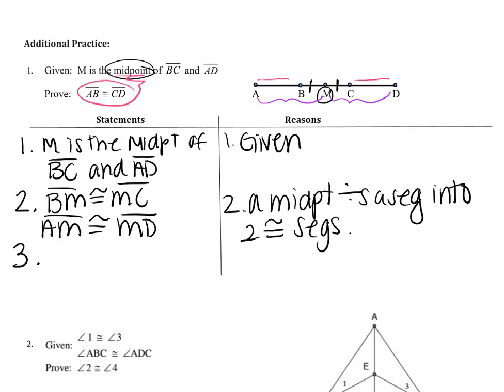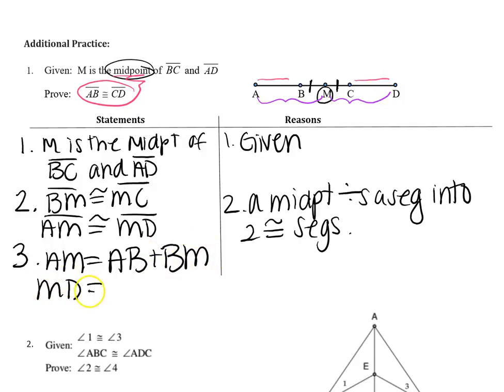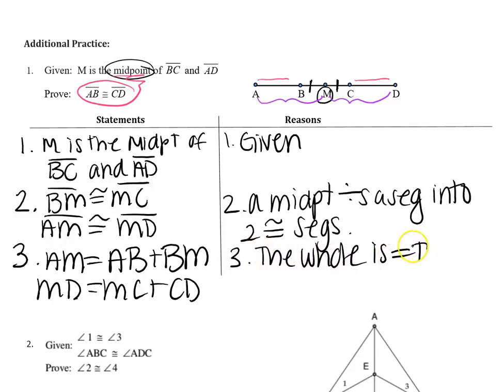Okay, next, I should talk about this whole part. Let's talk about what AM and MD are made up of, because this is the whole, I'm taking away the part. So AM is equal to AB plus BM. MD is made up of MC and CD. So that's the whole is equal to the sum of its parts.